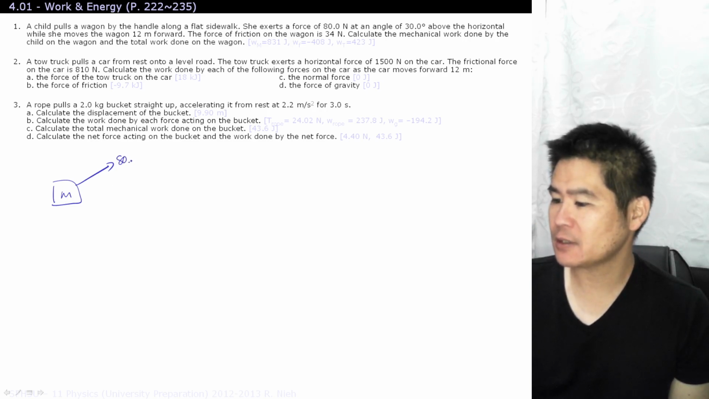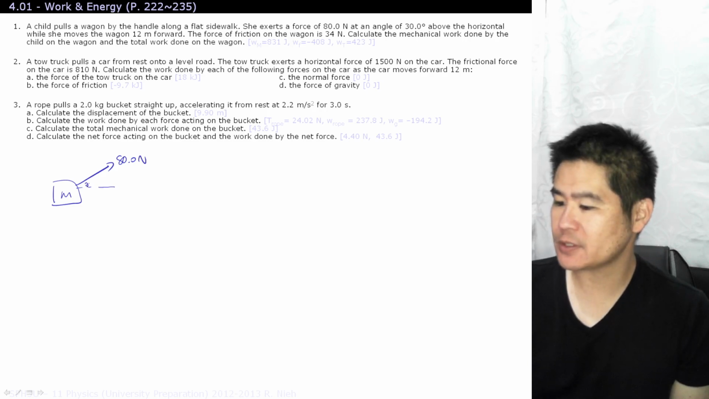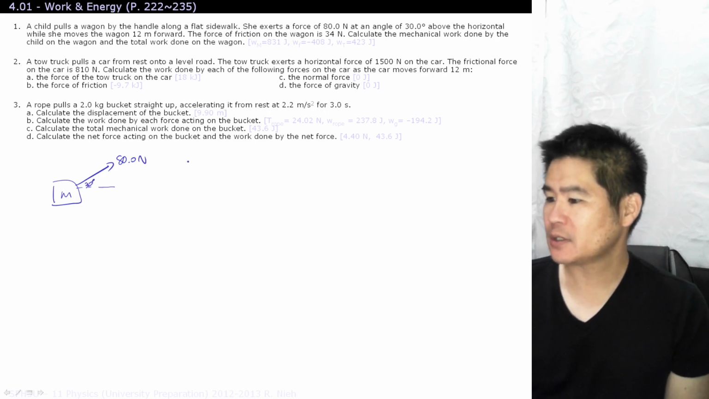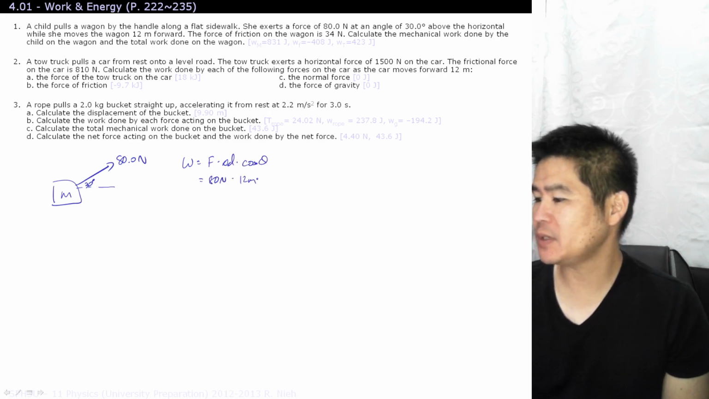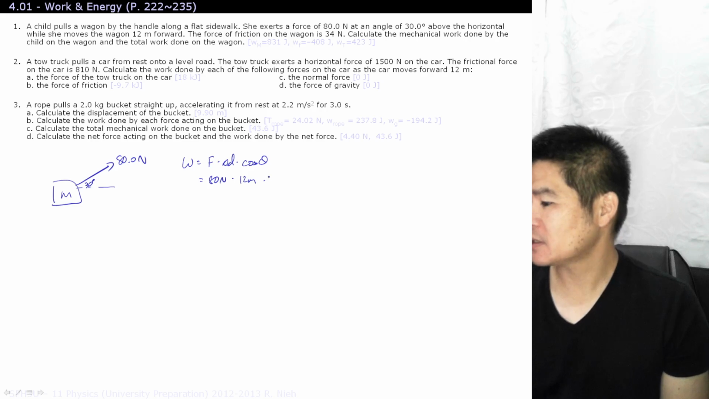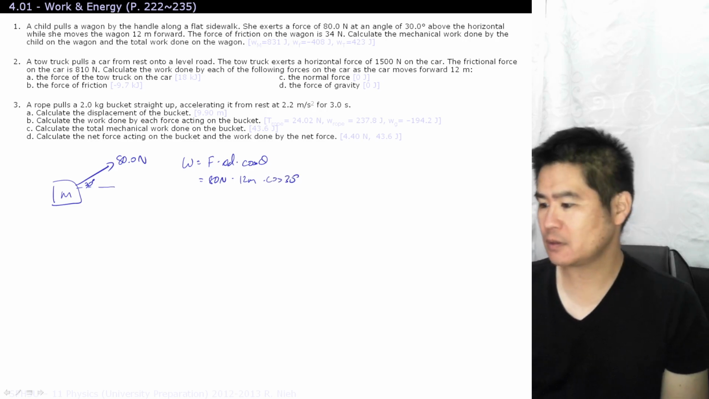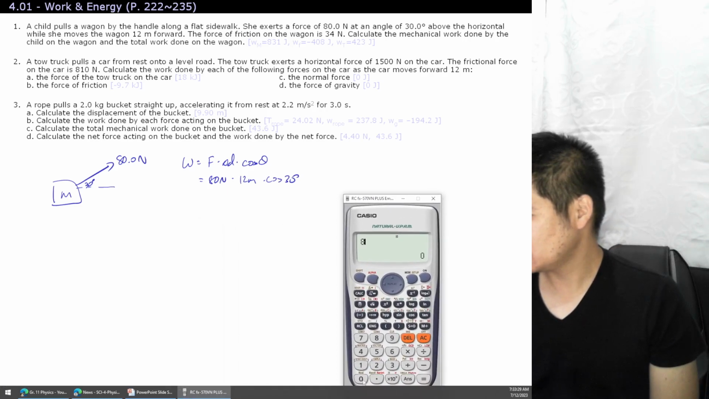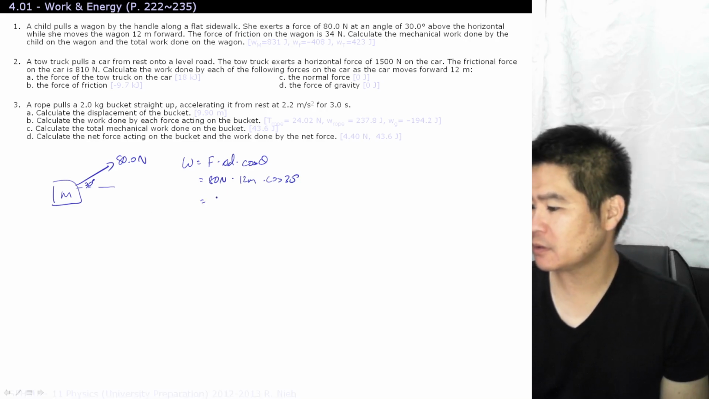So this is 80 newtons projected at an angle of 30 degrees from the horizontal. Work is equal to force times distance times the cosine of theta. 80 newtons times the distance of 12 meters times cosine of 30 degrees gives 831 joules of work.